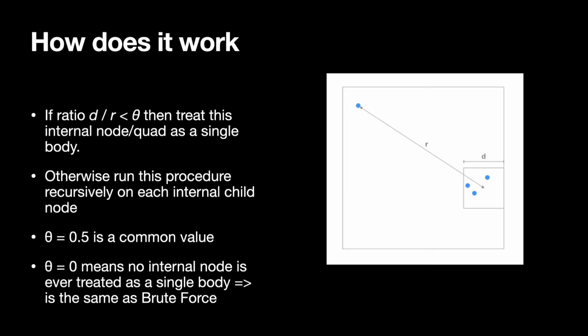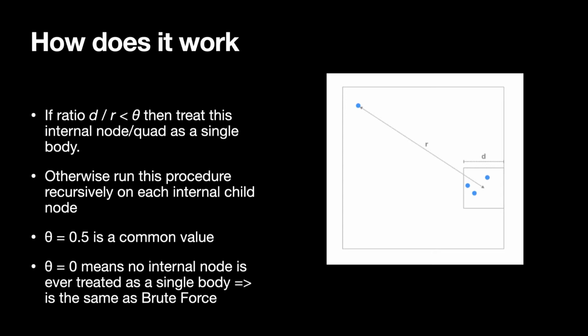However, we can't just randomly do this, right? There have to be some conditions that need to be met. So let's take a look at r, the distance to the center of mass, and d, the length of the divided area. If the ratio r divided by d is smaller than theta, which is just some constant, we can use this center of mass of that square to calculate the force.